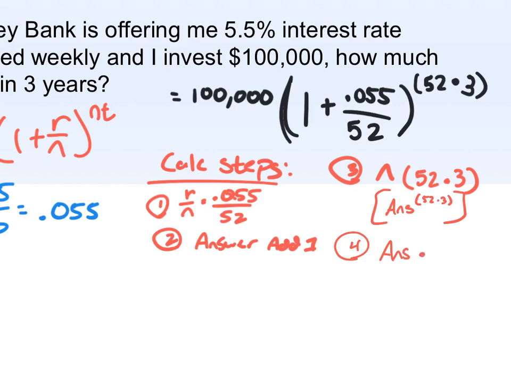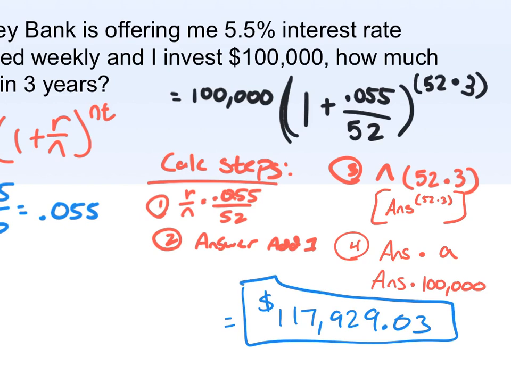Okay? And then the last thing I've got to do to get my final answer is take that answer and multiply it by my A value. So in this case, it would be the answer times 100,000. And press enter. And when I do that, I get out my actual answer, which here is $117,929.03.